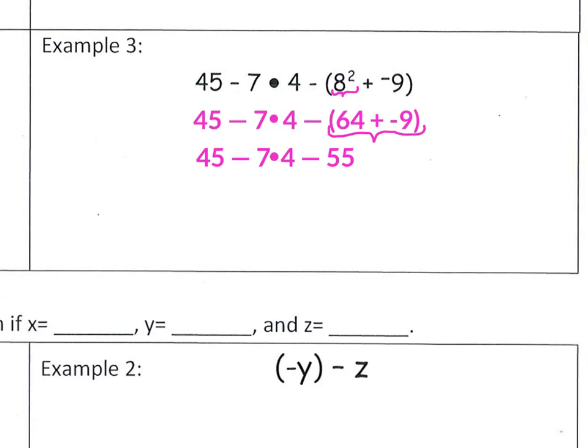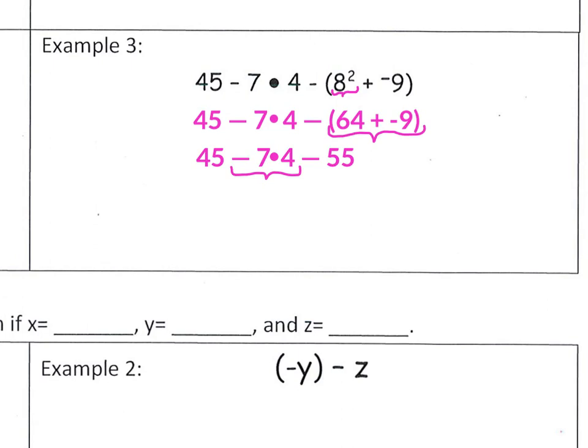So now I have 45 minus 7 times 4 minus 55. The next thing I would do, so we did parentheses, there's no exponents anymore, multiplication and division is next, we go left to right. So the next thing that I see is 7 times 4. Now, the sign in front tells me that that 7 is a negative, so I like to think of this as a negative 7 times 4.